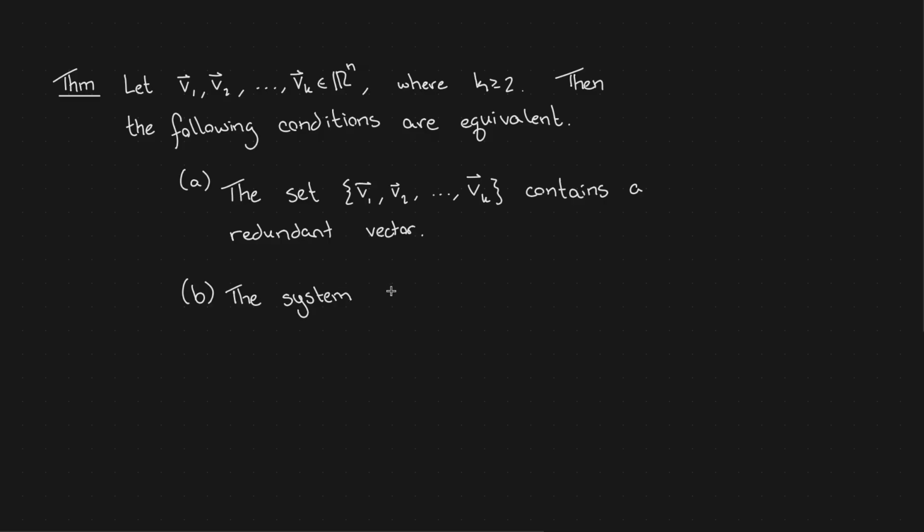B, the system c1v1 plus c2v2 all the way to ckvk equals 0. Okay, so specifically a linear system that is equal to all zeros on one side. The system c1v1 plus c2v2 plus ckvk equals 0 has a non-trivial solution.